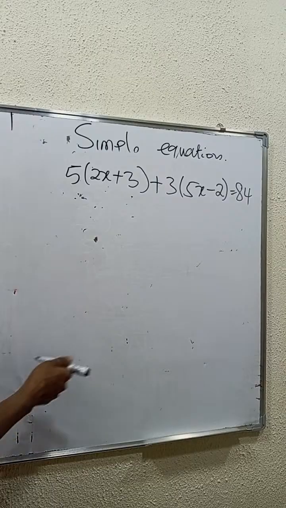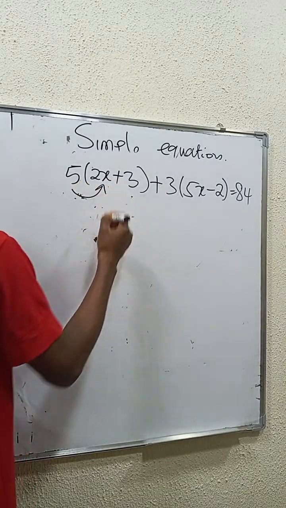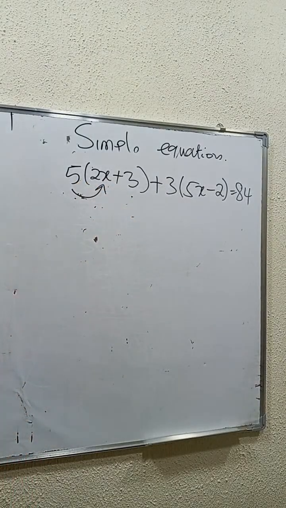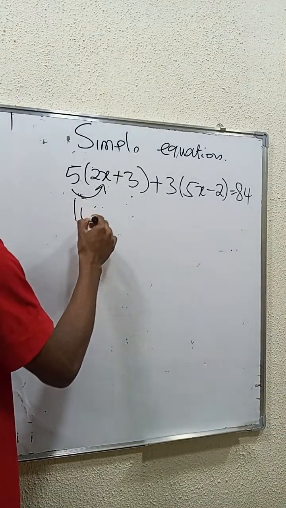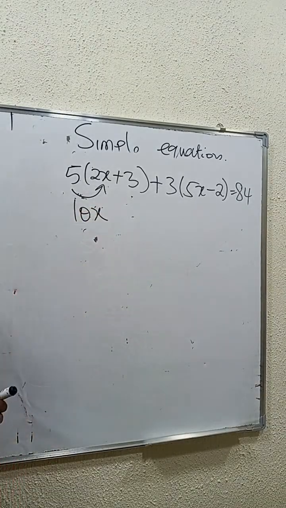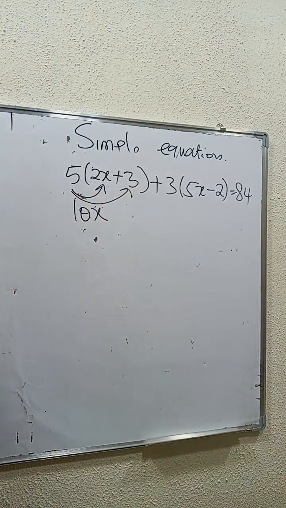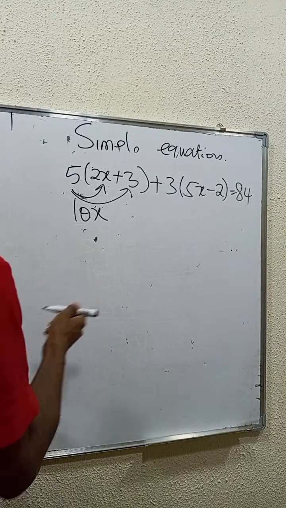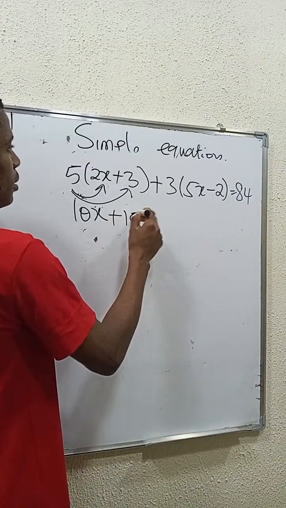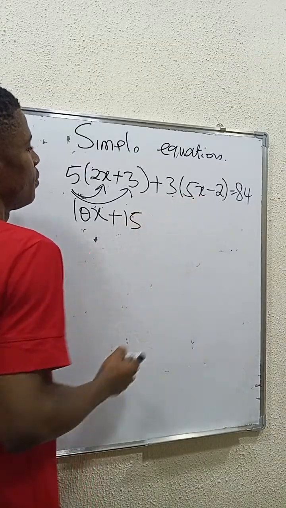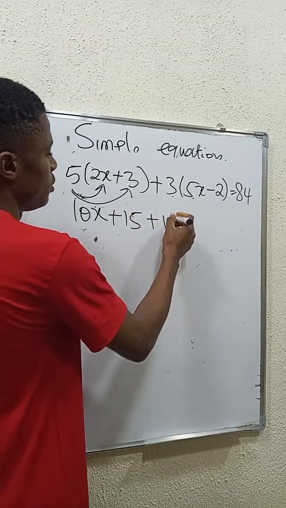So what do you do? You do 5 times 2x. What is 5 times 2x? 10x. You write it, 10x. Then again, you are opening the bracket, 5 times 3. What is 5 times 3, guys? 5 times 3 is 15. You add 15. Then 3 times 5x is 15x plus.